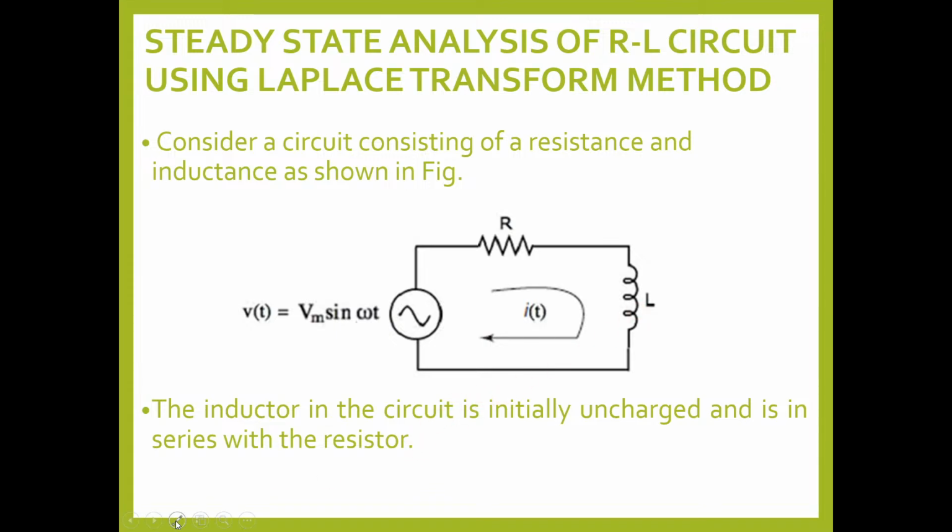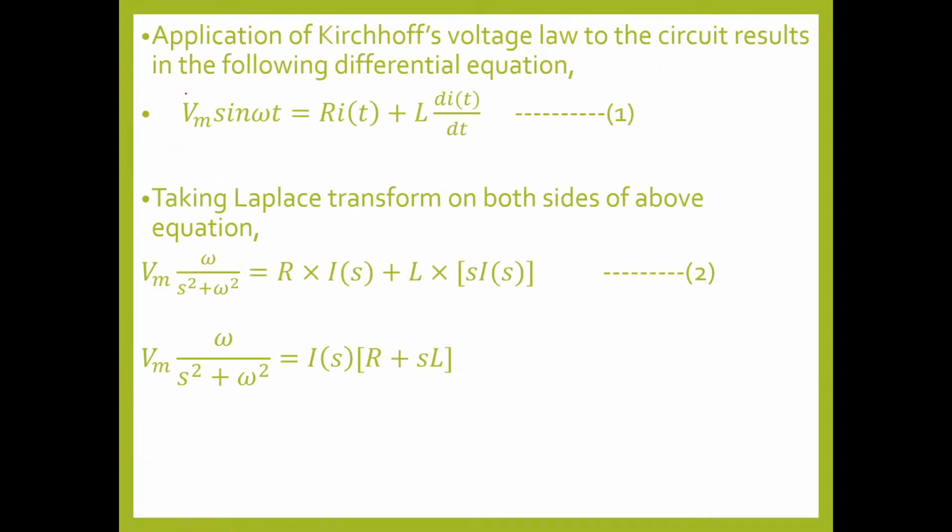Applying KVL, Kirchhoff's voltage law, to the given circuit, you will get Vm sin omega t equal to R into I of t plus L into di by dt. Consider it as equation number 1. Now apply Laplace transformation on both sides of this equation.